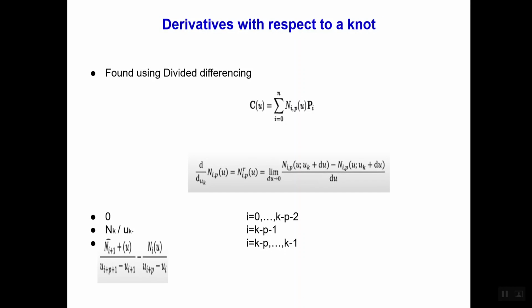For a curve with respect to a knot, we use this function, and the definition of the right derivative depends on the following values. If i is from 0 up to k minus p minus 2, the derivative will be equal to 0. If i is equal to k minus p minus 1, it will be equal to this function. And if i is from k minus p up to k minus 1, it is equal to this function. Also, we must keep in mind that the right and left derivatives are very similar.